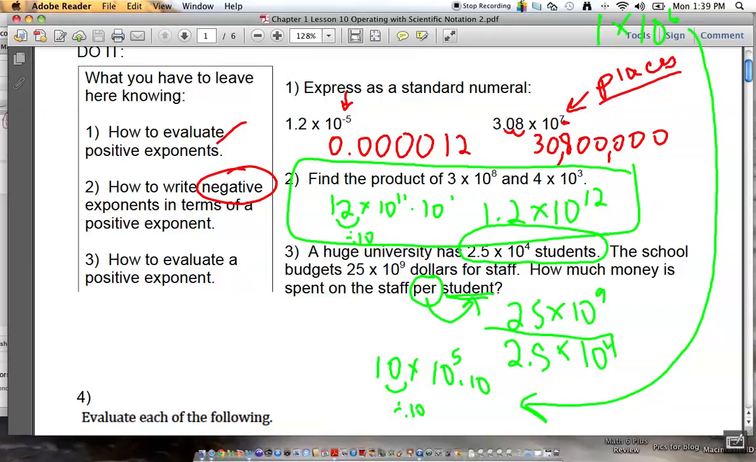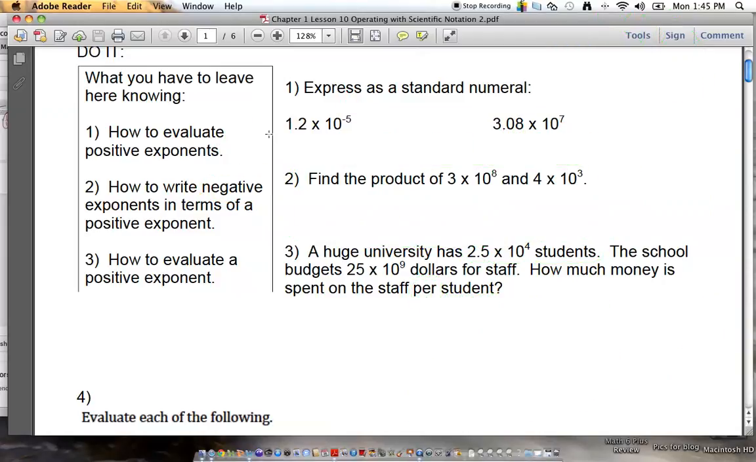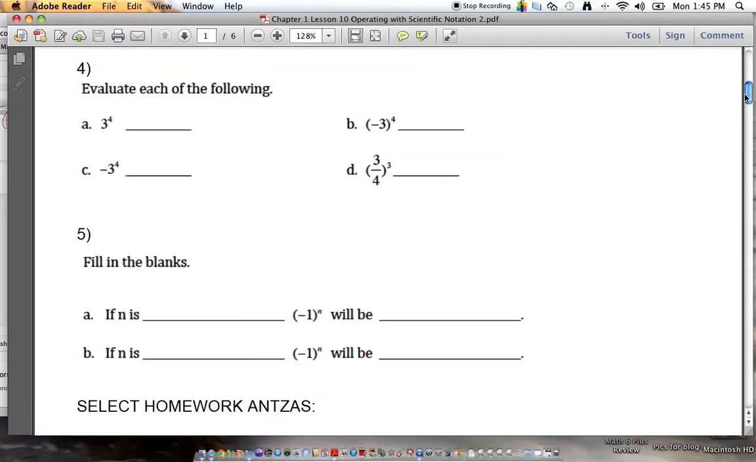Okay? Any questions on this, guys? All right, so homework. The lesson today, we're just going to keep working on what we've been doing the last couple of days. First off, 3 to the 4th is what? Just tell me with exponents. 3 to the 4th is what? Tell me with exponents. 3 times 3 times 3 times 3.